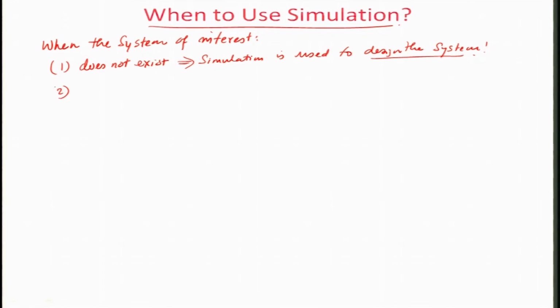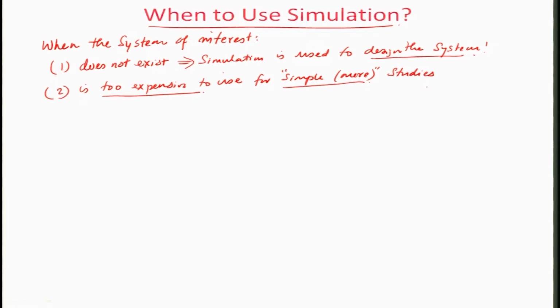Okay. Second one is, when the system of interest is too expensive to use for simple, or what we call mere studies. Let us say you want to find out what is the average queue length in a factory. A factory is an expensive system, and you don't want such a too expensive system to be used for too simple studies. If that is the case, then we use simulation.